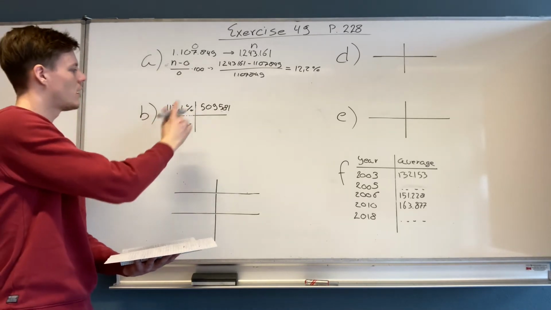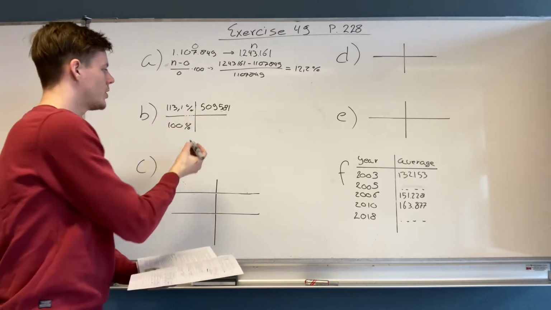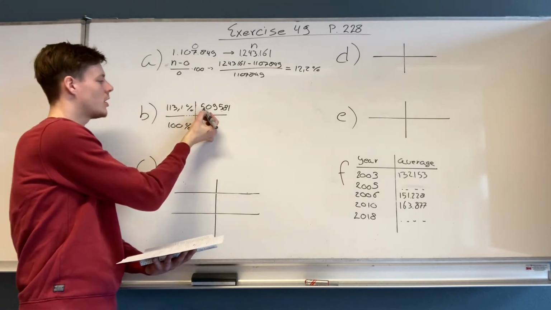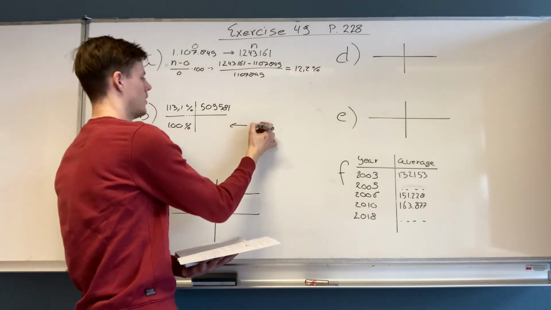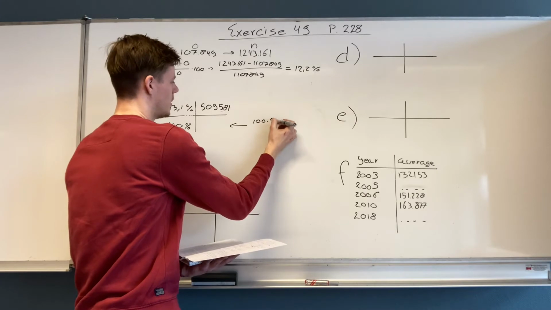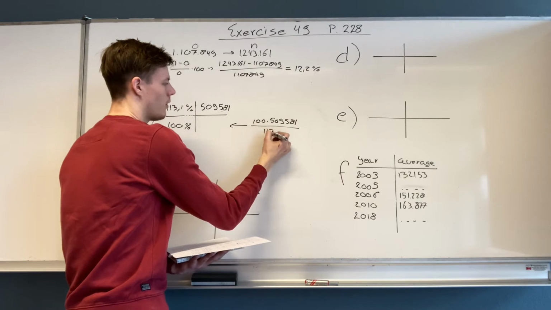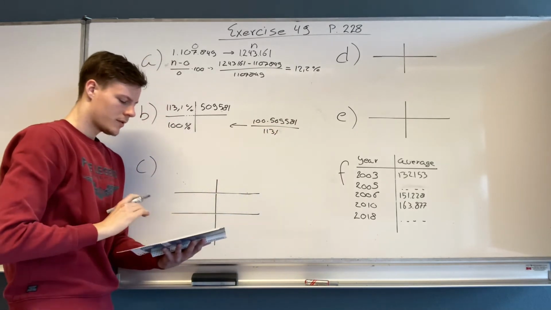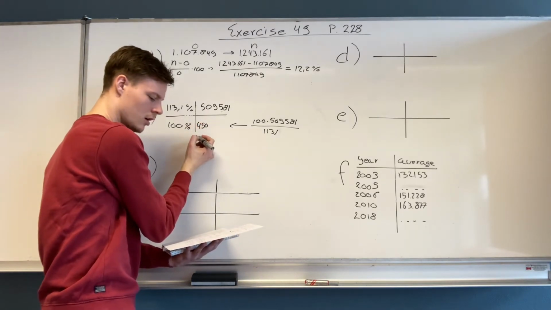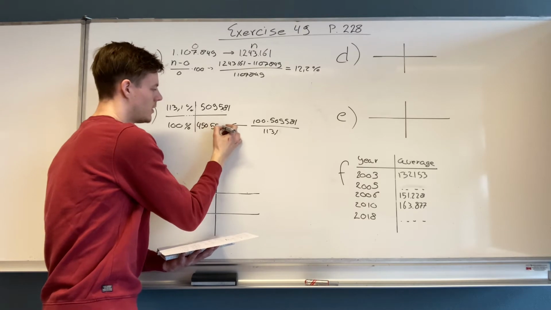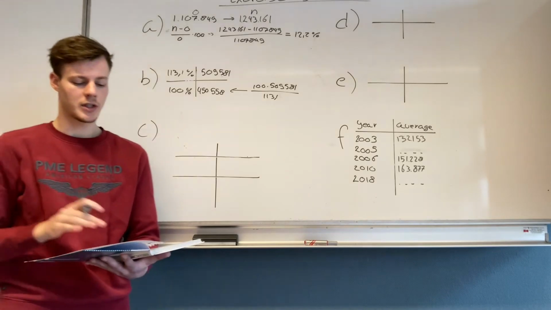We can use this ratio table to quickly calculate the missing number, which is these two numbers times each other divided by the last number, which gives us 100 times 4,581,500 divided by 113.1, which gives us, let me see, 450,558.